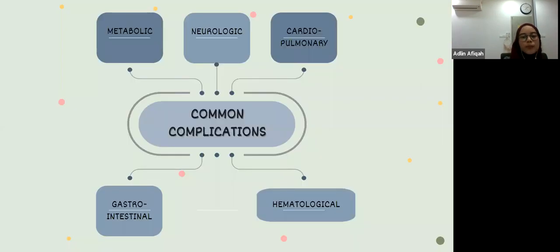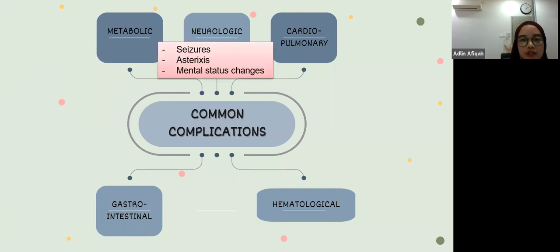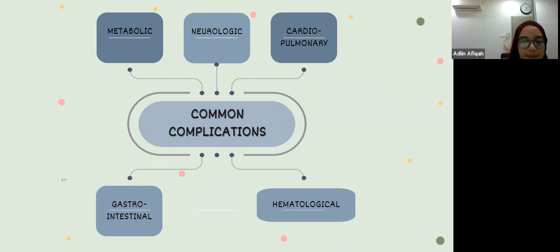Next is management. Before we go on to management, we have to know the common complications of AKI. The first one is metabolic. Just like I have mentioned just now: metabolic acidosis, hyperkalemia, hyperphosphatemia, hypermagnesemia, hyperuricemia, hyponatremia, and hypocalcemia. For neurologic, seizures, asterixis, and mental status changes. And cardiopulmonary, such as pulmonary edema, arrhythmias, pericarditis, pericardial effusion, hypertension, myocardial infarction, and pulmonary embolism. For GI problems, AKI may cause nausea and vomiting, malnutrition, and hemorrhage. And for hematological, it might lead to anemia or bleeding.